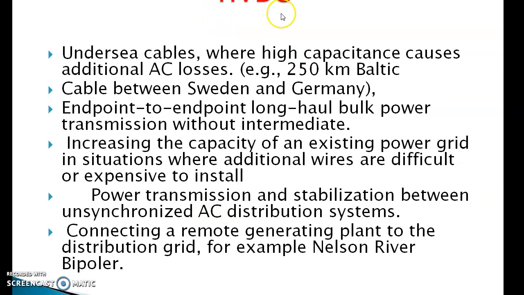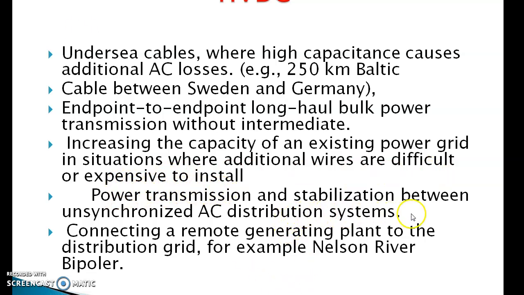Next, HVDC means high voltage DC transmission system. Under sea cables, where high capacitance causes additional AC losses. Around 25 to 50 km ballastic cable between Sweden and Germany. Endpoint to endpoint long haul bulk power transmission without intermediate taps. Increasing the capacity of an existing power grid in situations where additional wires are difficult or expensive to install.